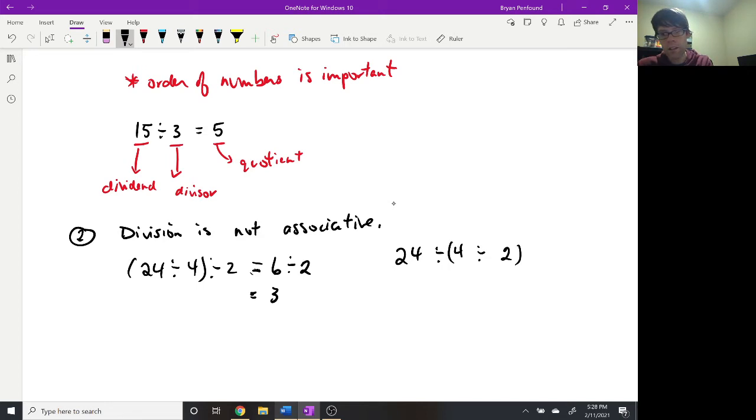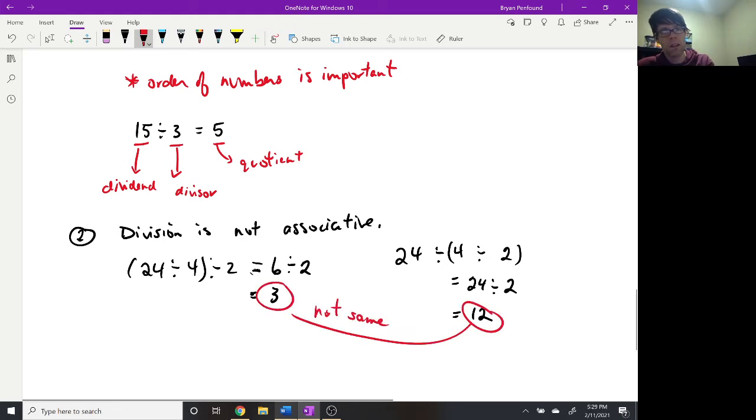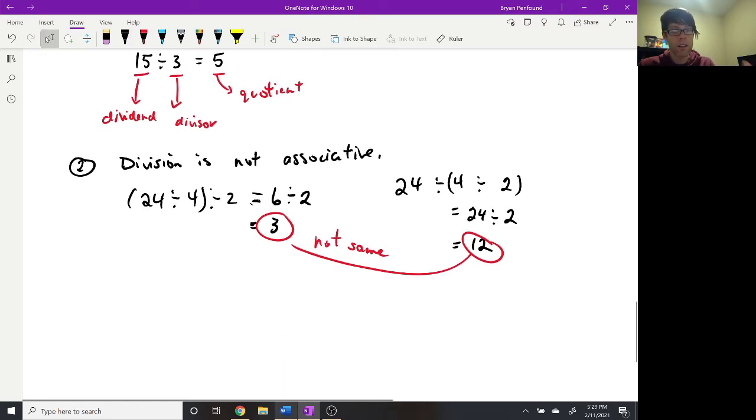However, if I do the second division first, 4 divided by 2 is 2. And then 24 divided into 2 equal groups is 12. So these are not the same final numbers. The order in which we start our division is important. Okay, so that's kind of the key takeaway here. Again, the order in which we perform our divisions is important.